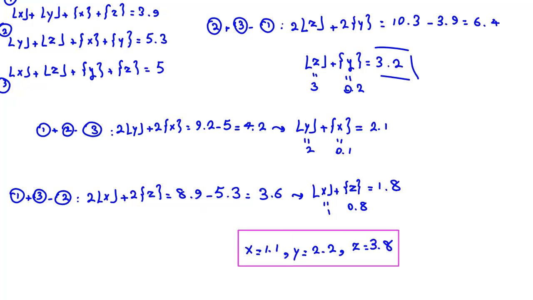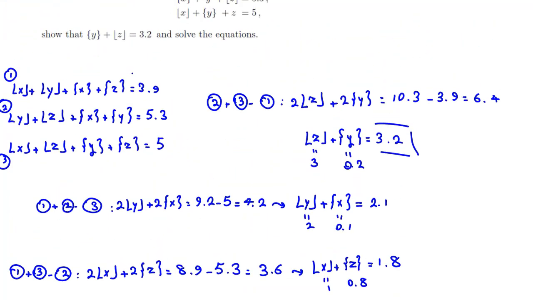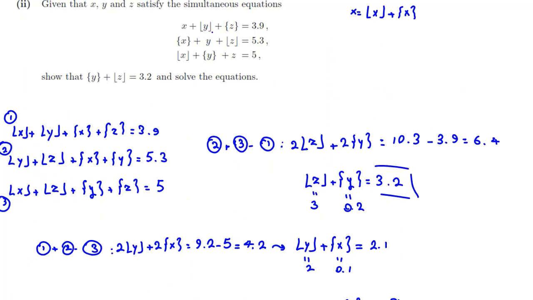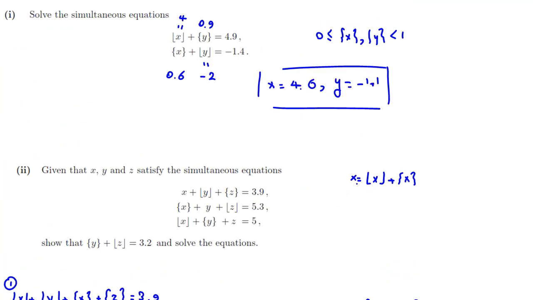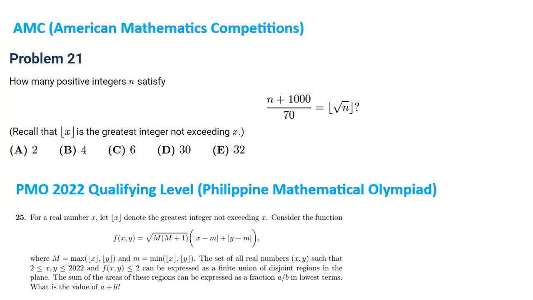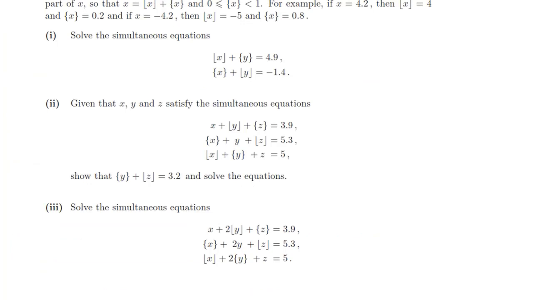Our answers are these. We can check to not have any careless mistake. Okay, let's check only one equation. x plus integer part of y, 1.1 plus integer part of y plus fractional part of that, which is 0.8, which is 1.9, 2 plus 1.9, 3.9. Okay, so it will be 3.9 and it is okay. You can check also other terms. So we've solved part 2 completely.